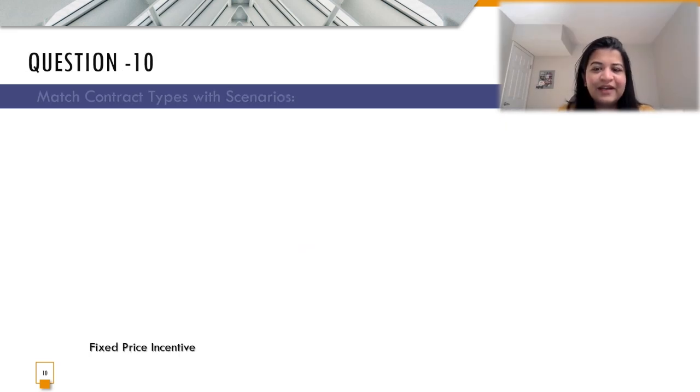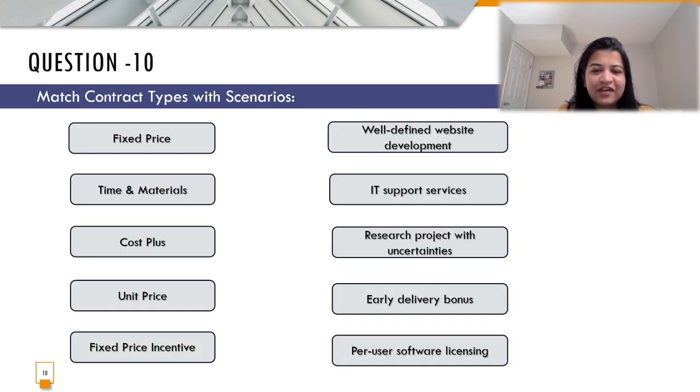So in question number 10, we are supposed to match the contract types with the scenarios that we are given over here. So first, I'll look at the given contract types. I have fixed price, time and materials, cost plus, unit price, and fixed price incentive.